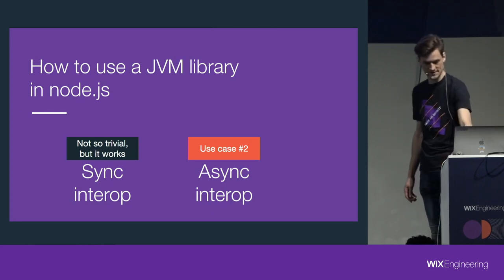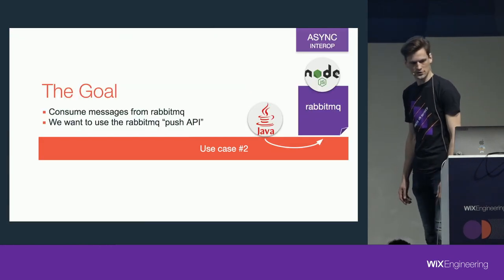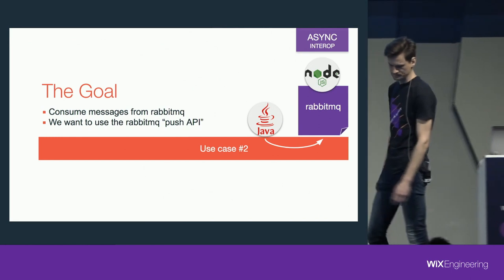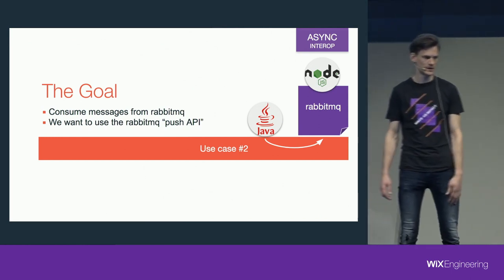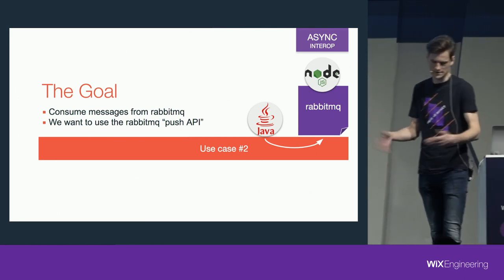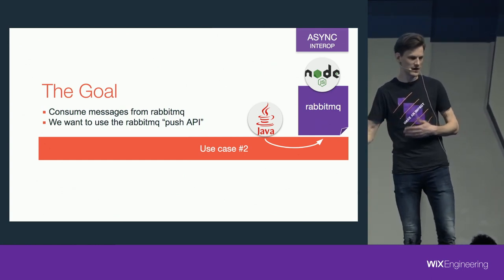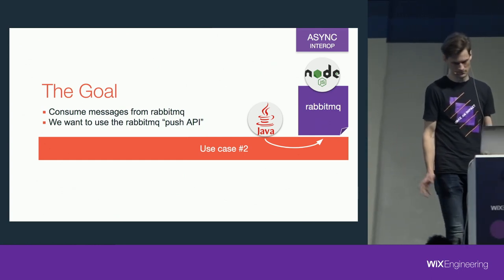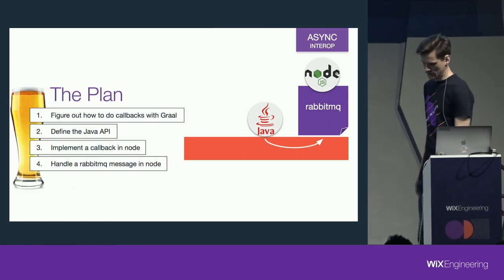So for our second use case, we'll be trying to consume messages from RabbitMQ. And we want to use the RabbitMQ push API, not the pull API where you just ask for messages, because it's much easier to write code like this. When a message arrives, call this function and call it a day. So, how can we do that?